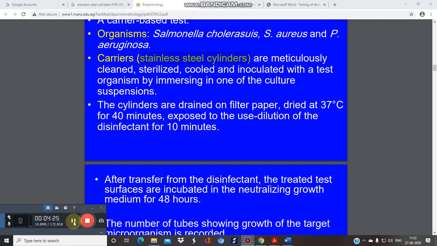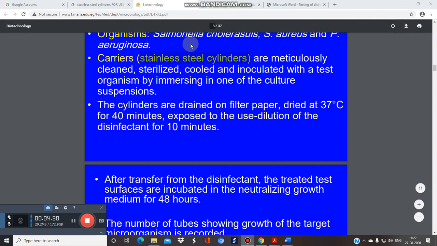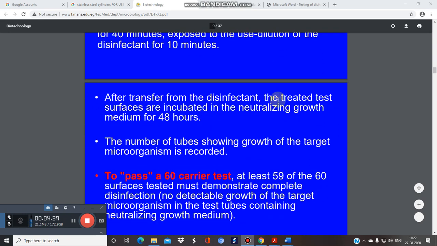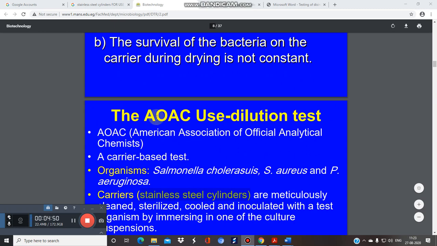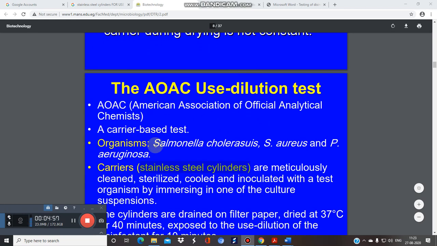Then what happens? The microorganisms are inoculated and exposed to the disinfectant solution for at least 10 minutes. After the transfer of disinfectant, the treated test surfaces are incubated in a particular condition, and the number of tubes showing growth, or turbidity of the microorganism, is recorded. As per AOAC, the Association of Official Analytical Chemists, this test is given, that is the use dilution test.